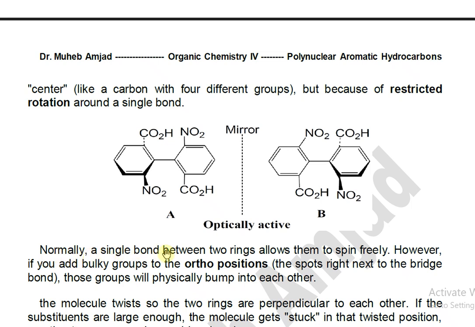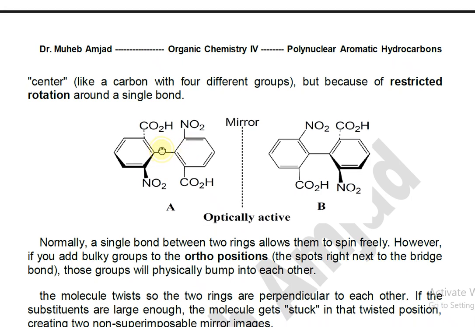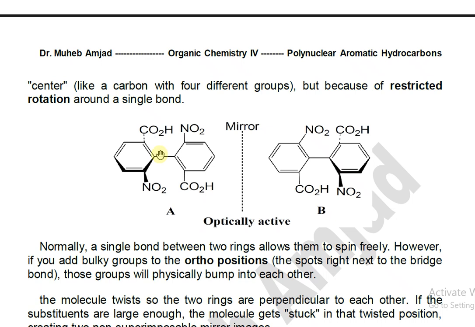Normally, a single bond between two rings allows them to spin freely. Without this group, with just the benzene cycles, we have free rotation here. But if these positions, position number 2, the 4 carbon, this 1, 2, 3, are substituted with bulky groups, this group will be physically bumped into each other.